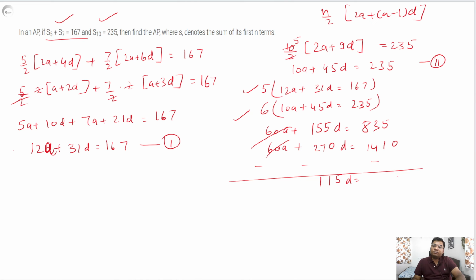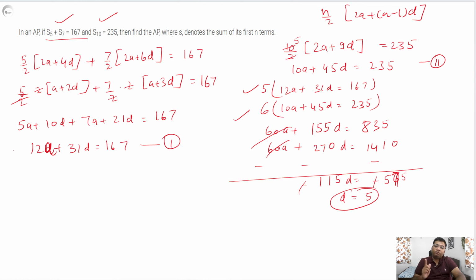115D equals negative, actually. 10 minus 5 is 5. This is 10 minus 3. My bad. This is 575. So when you cancel the negative signs, the value of D you will get is 5. 115 times 5 is 575.